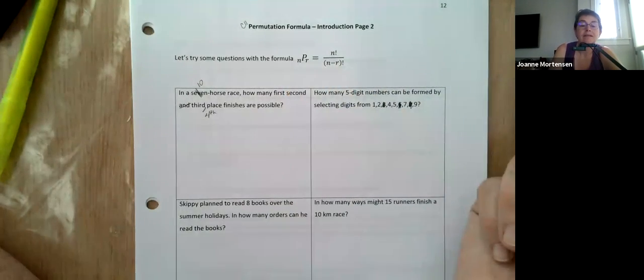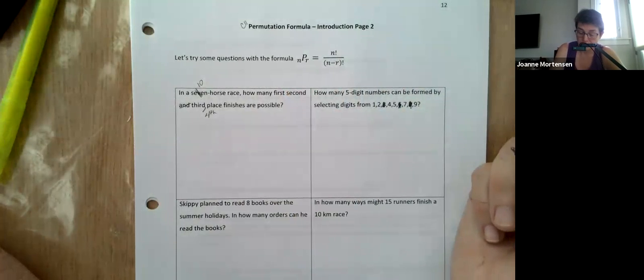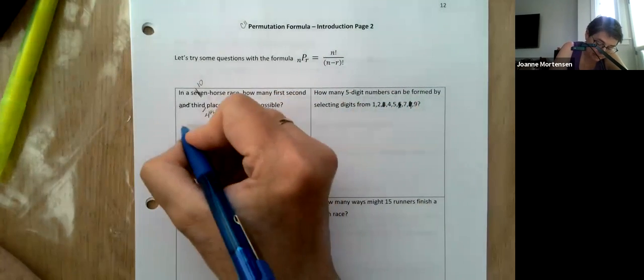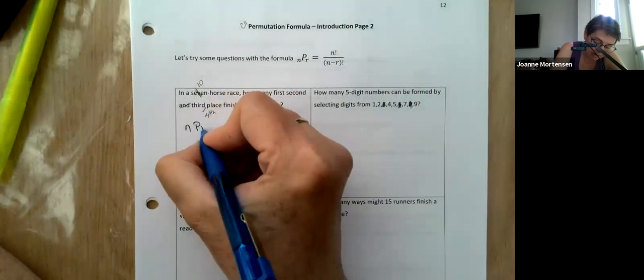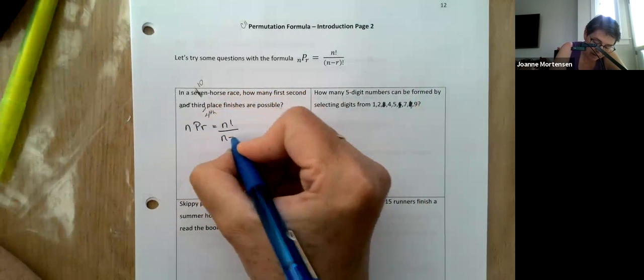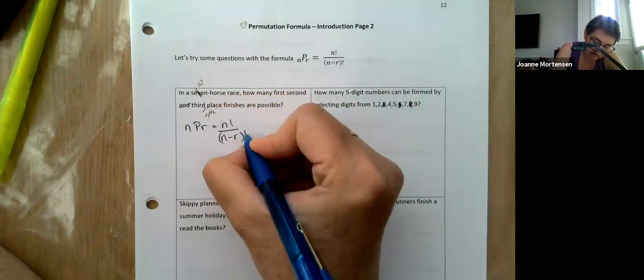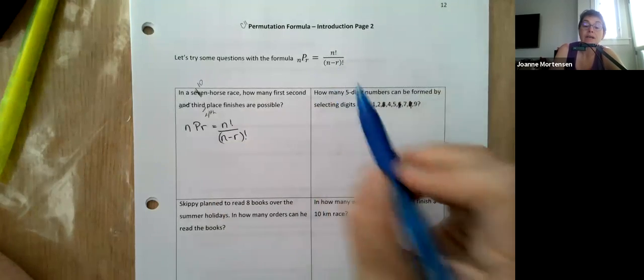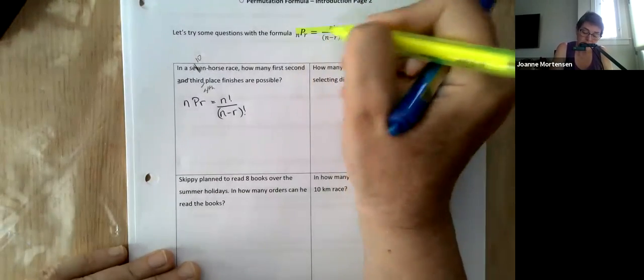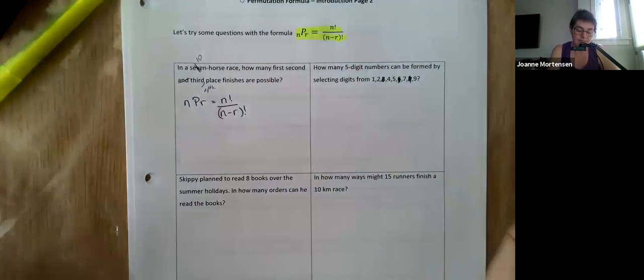Okay, and your page will be much nicer than my page, but I was tired of doing the same questions all the time. So this is what you should do. nPr is equal to n factorial over n minus r factorial. Okay, so every single question, rewrite the formula. It's going to make your life easier, and it's going to help you get the numbers in the right spot.